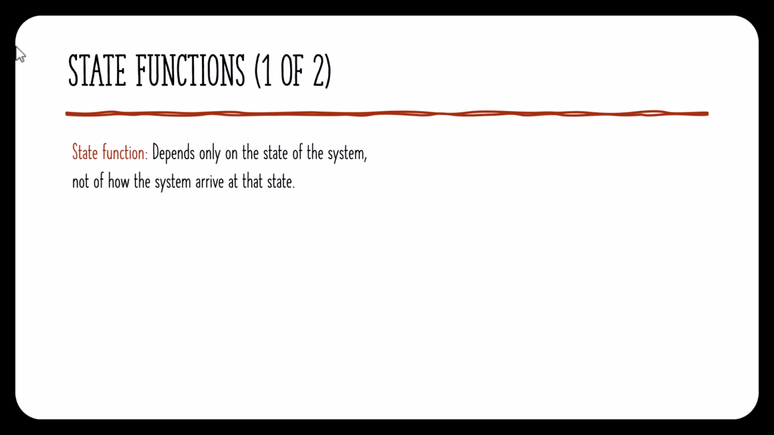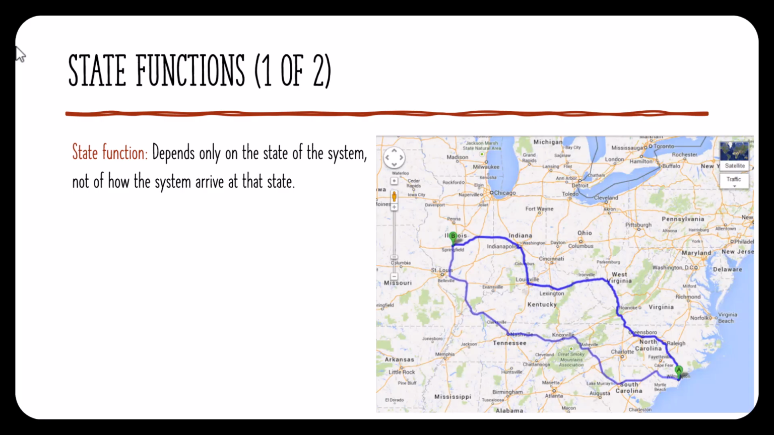Energy is what we call a state function. A state function depends only on the state of the system, not how the system arrived there. That's kind of an aloof concept, so let's make it a little more tangible. An example of a state function is altitude. Altitude is not dependent on how you get from one altitude to another. It depends only on where you were and where you are now.